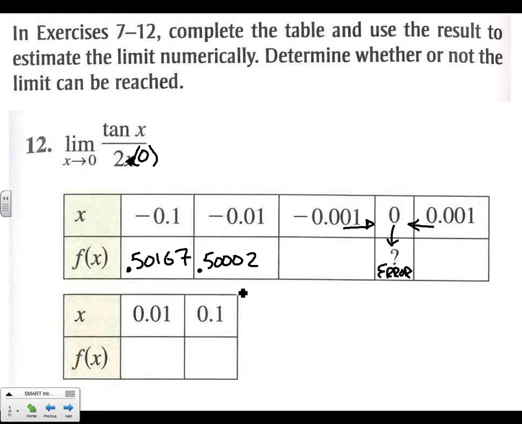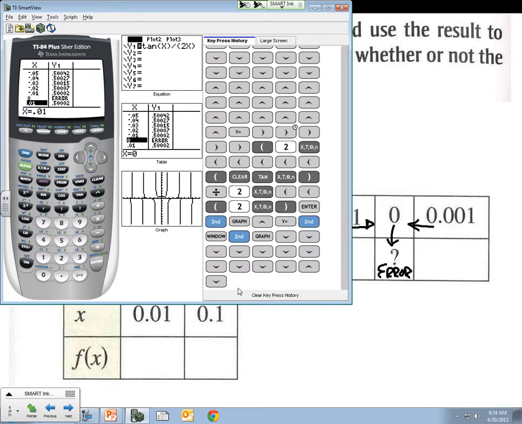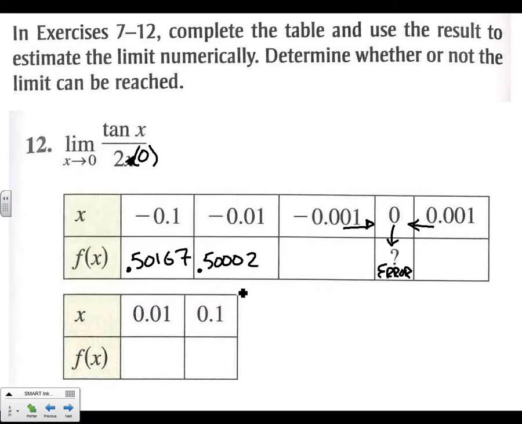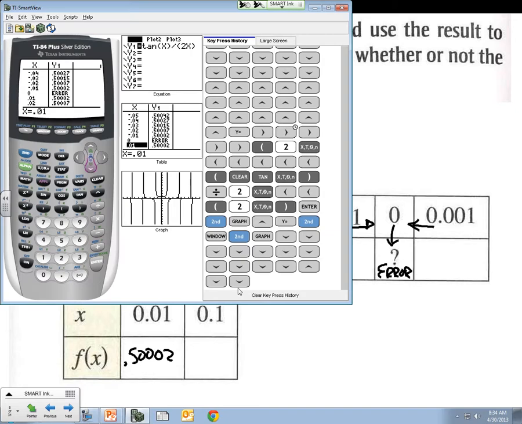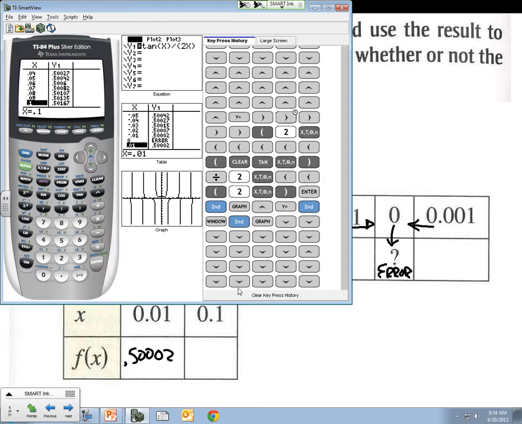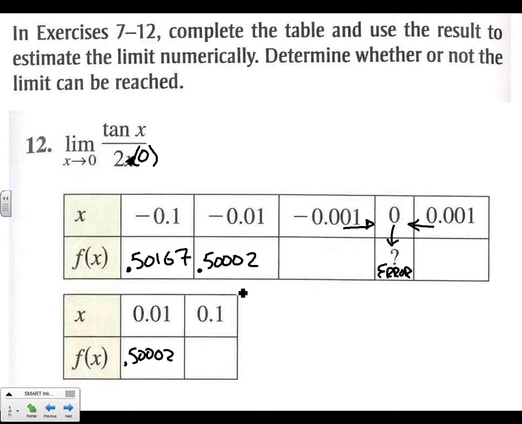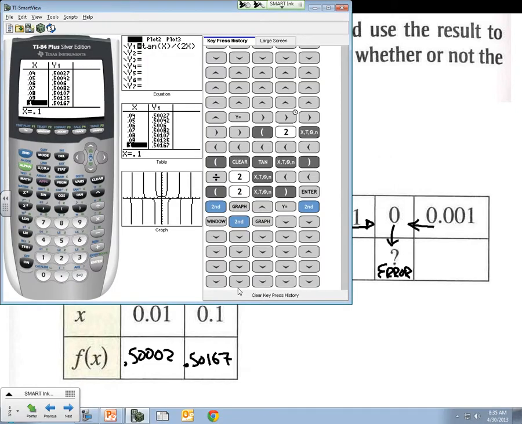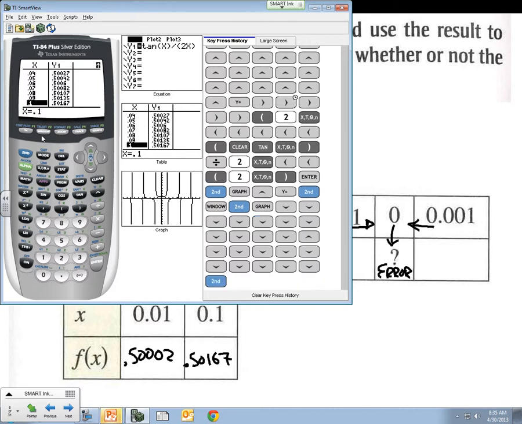So let's go ahead and look at the positive numbers. Positive 0.01, we've got 0.5002 again. And so this looks pretty symmetrical. Let's go ahead and check positive 0.1. And it is the same, 0.50167. And let's change our table values now so we can see 0.001. So to do that, we'll jump in here to our table set again.